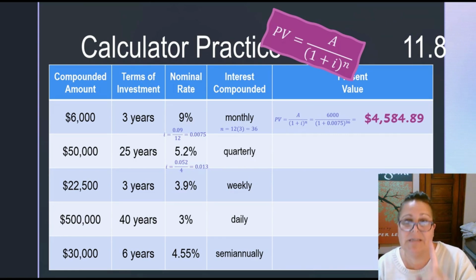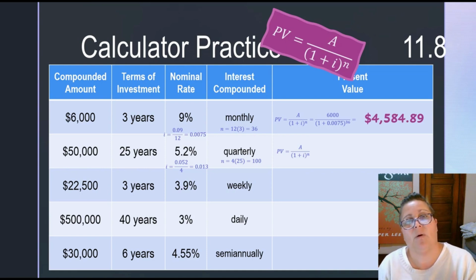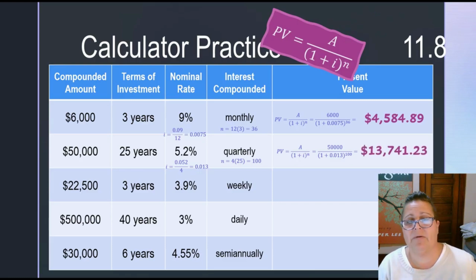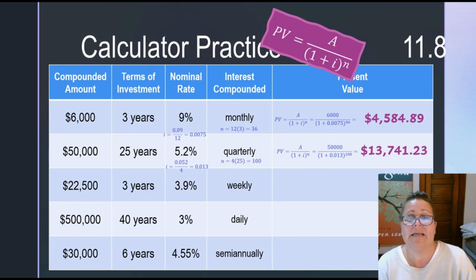So I'm going to take 0.052, because I'm putting it into a formula, divided by 4 to get 0.013. Total number of compounds is 4 times 25, or 100. Present value formula is the goal amount divided by 1 plus I, interest per period, to the nth power, or 50,000 divided by 1 plus 0.013, to the 100th power, and I get $13,741.23.